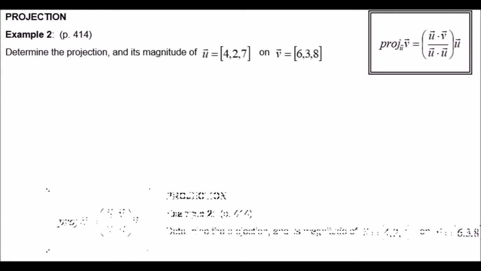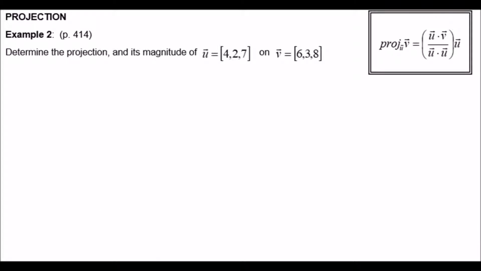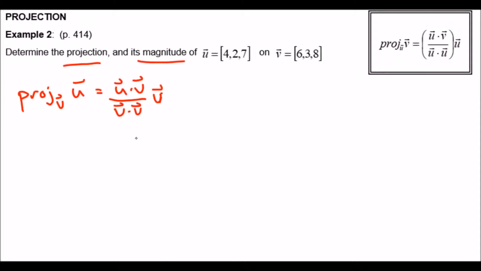All right, projection. So here we go. We've done this before, but now we're in 3 space. So I want the projection and its magnitude. If I want the projection of u on v, this is equal to u dot v over v dot v times the vector v.